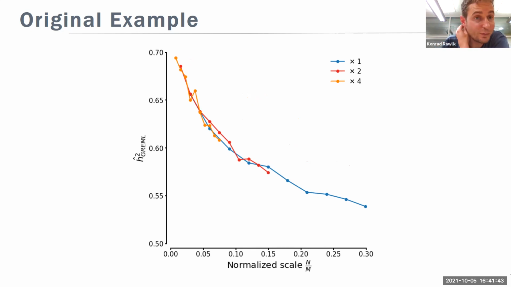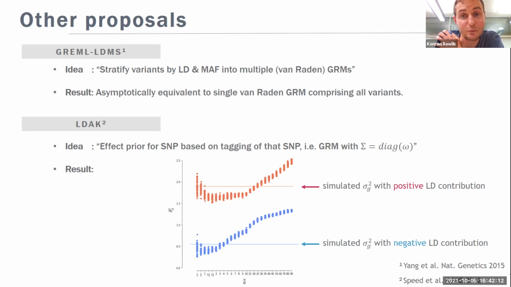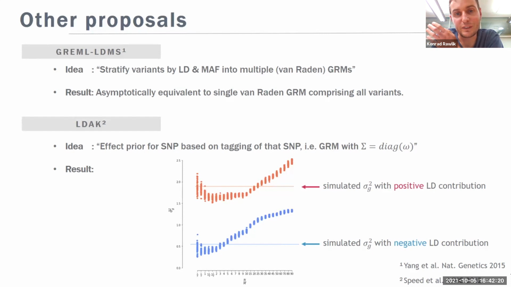So if we very briefly look back at the other papers and what they have proposed as solutions, and why it potentially doesn't work. On the one hand, you've got the idea of stratifying SNPs into multiple G-REMLs by linkage disequilibrium and MAF, which is the G-REML LDMS idea. And you can actually show, if you go through the math for models with multiple variance components, that asymptotically this will result in the same estimate you would have with just one G-REML. So while the estimates might look different, as the sample size increases they will converge to the same thing.